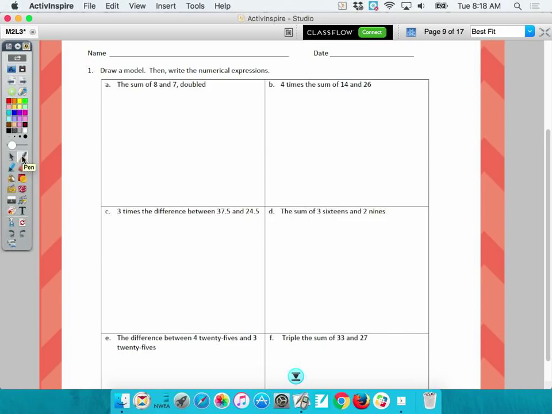So draw a model, then write the numerical expressions. Who remembers the difference between an expression and an equation? The equation has an answer and an equal sign, okay? The expression doesn't even have the equal sign, all right? So the expression does not need to be solved. Does everyone understand that? Okay, so we have the sum of 8 and 7 doubled.